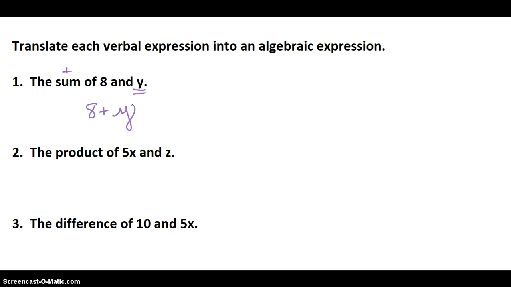Okay? Let's look here. The product of 5x and z, they've defined our variables for us, so we don't have to let x or z equal a number and another number. We can just list this out as product, meaning multiplication. So 5x, z. Excellent. The difference of 10 and 5x.